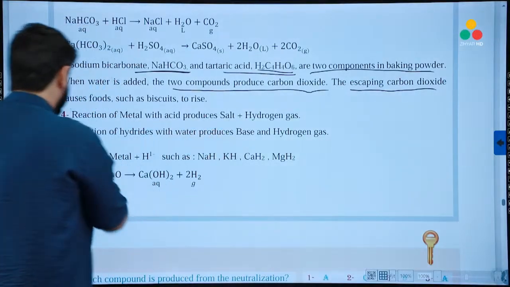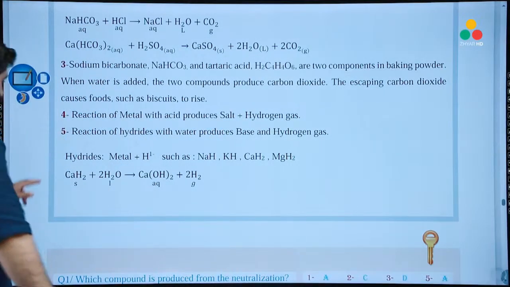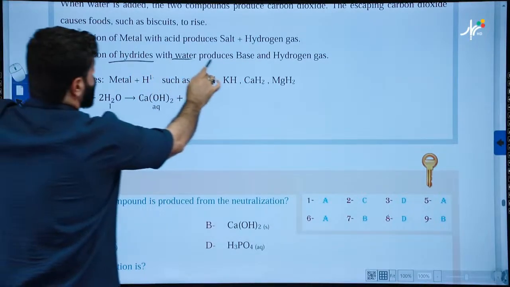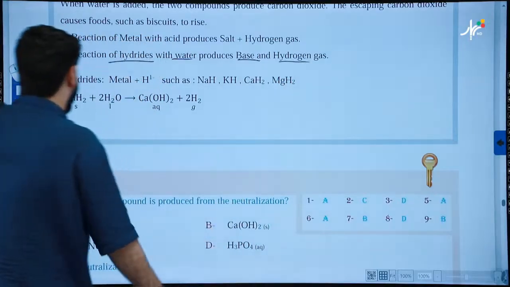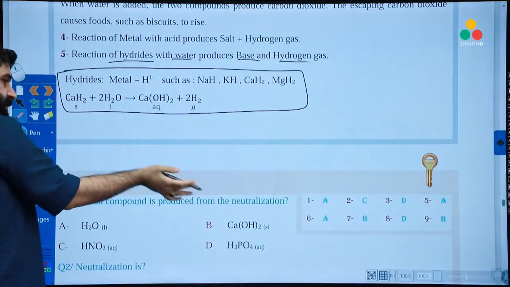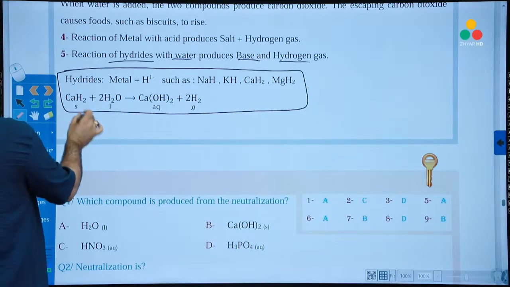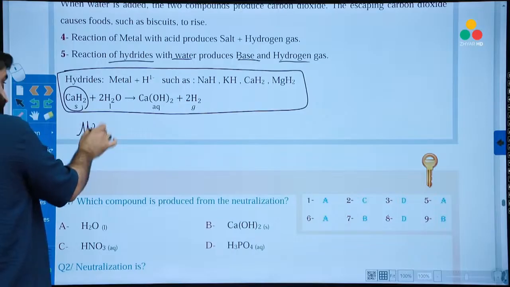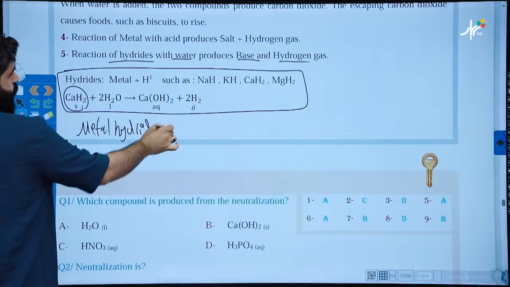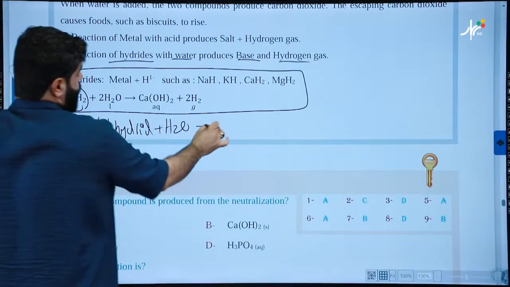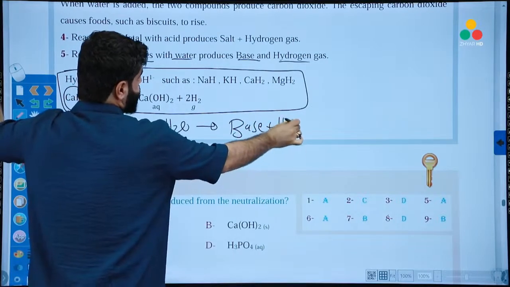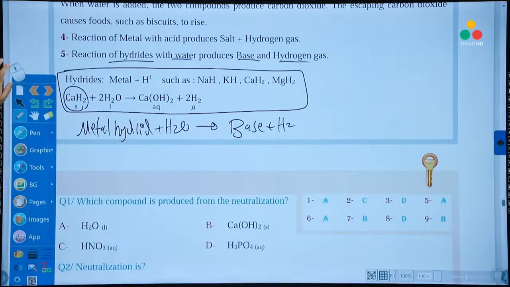Reaction of metal ions, I think I have explained all of them. But the fifth point remains: reaction of hydride with water to produce base plus hydrogen gas. I've explained this with the Bronsted-Lowry theory, if you remember. Let me give you this example: metal hydride with H2O. The product will be base plus H2. Good.